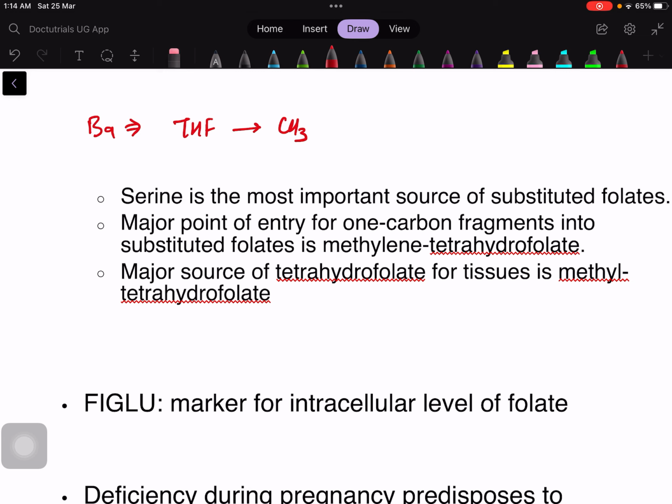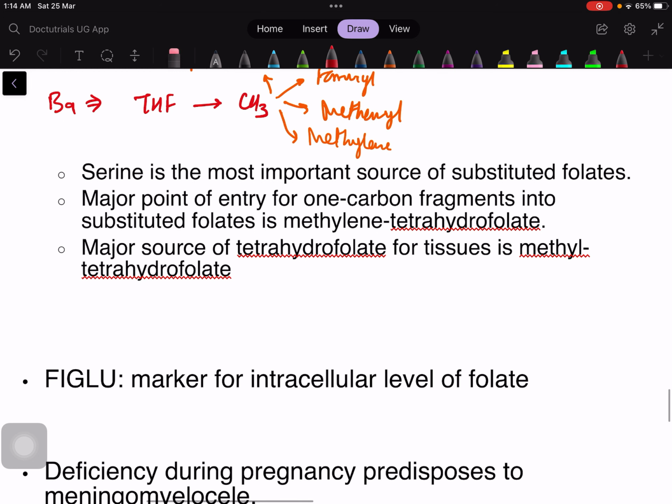So different forms of the tetrahydrofolate can be there. You can have the formyl tetrahydrofolate, you can have the methenyl tetrahydrofolate, you can have the methylene tetrahydrofolate, you can have the formimino tetrahydrofolate. So different types of tetrahydrofolate will be there which are participating in a lot of reactions. So in this context you have to remember three very important lines. They can come as straight line questions.